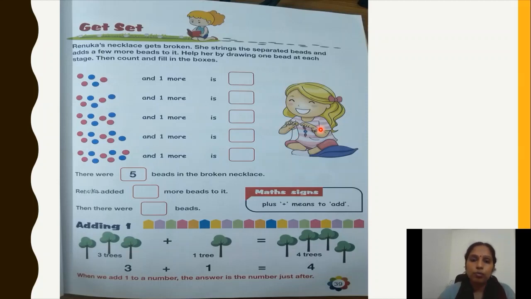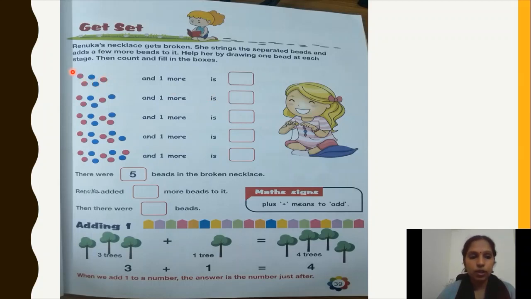She had one beautiful necklace which is made of small beads. What happened to that necklace? It got broken. It got what? Broken, and the beads got separated. Now she is going to string these beads together.